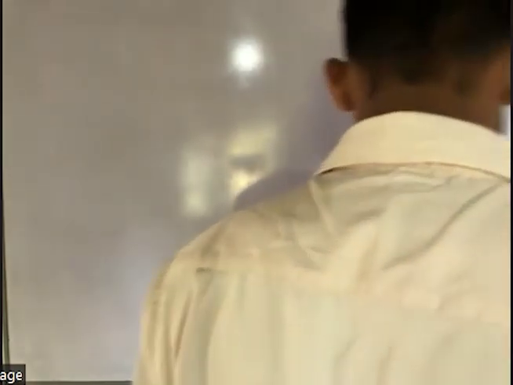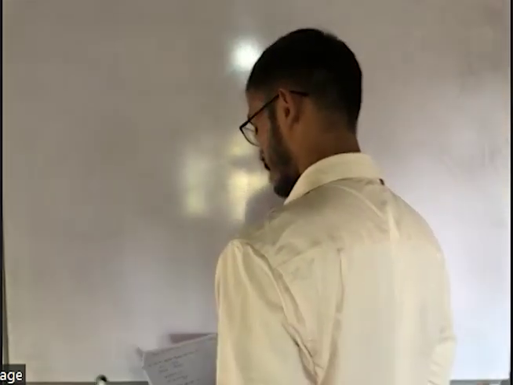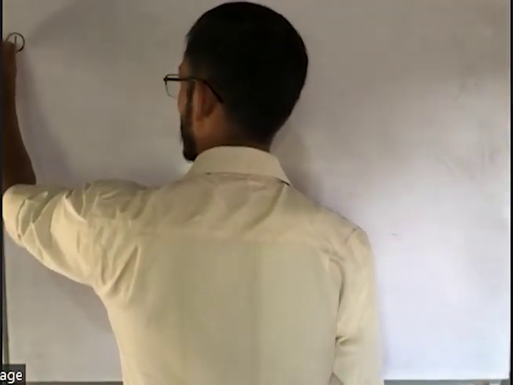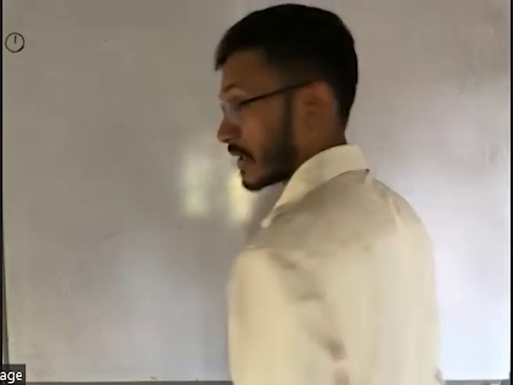Next, write down the subtopic: finding the equation when the roots of a quadratic equation are given. Write down the first question. Find the quadratic equation with roots 3, 4. Now look at this.